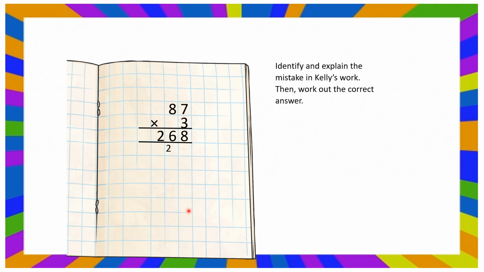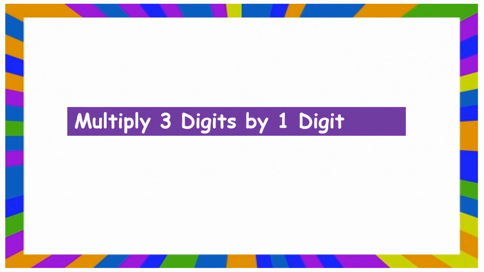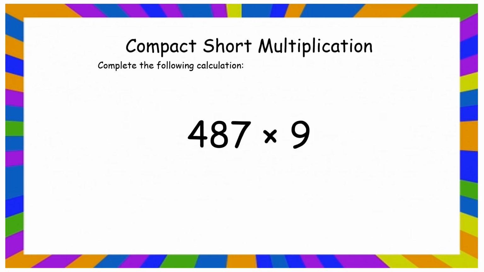Welcome back. Let's do this together. Now we know that 3 multiply 7 is what? 21. So why has she written 8 here? If it is 21, then 1 is meant to be here, and then 2 is exchanged to the tens place. Okay, so I found her mistake. Her mistake is she has multiplied 3 times 7 as 28 rather than 21. So the correct answer for this calculation should be 261 and not 268.